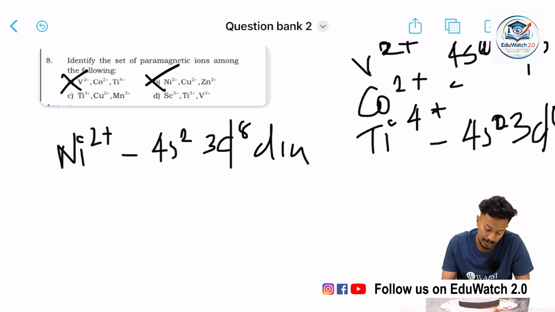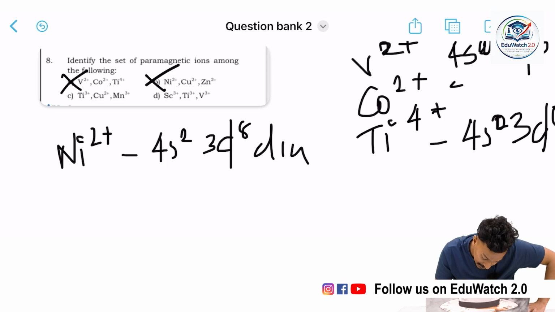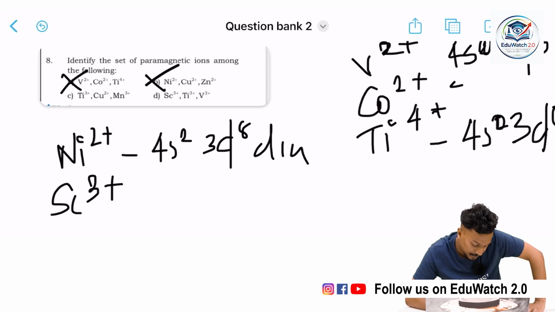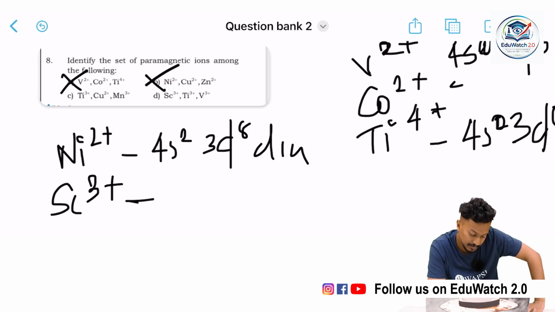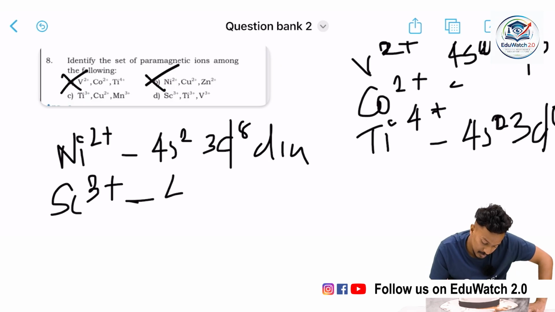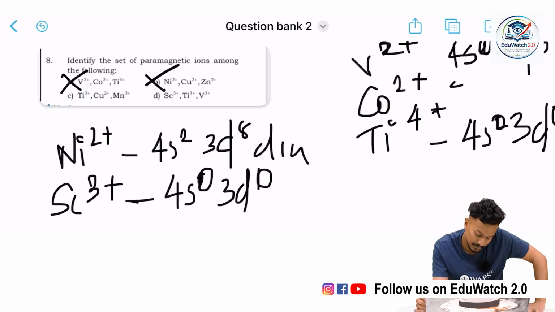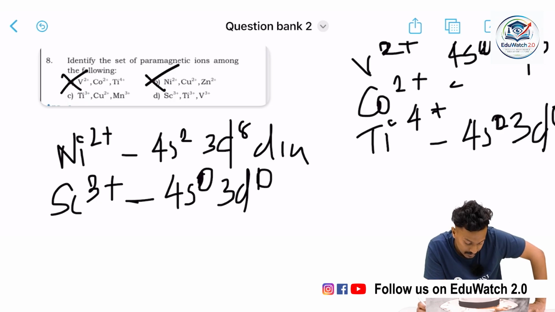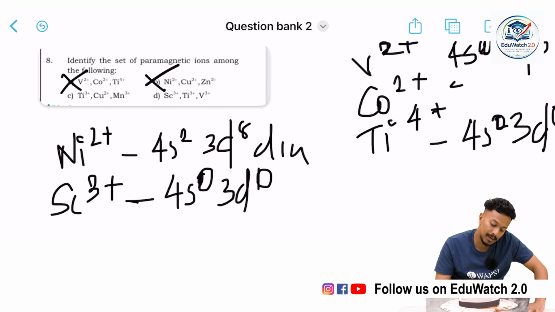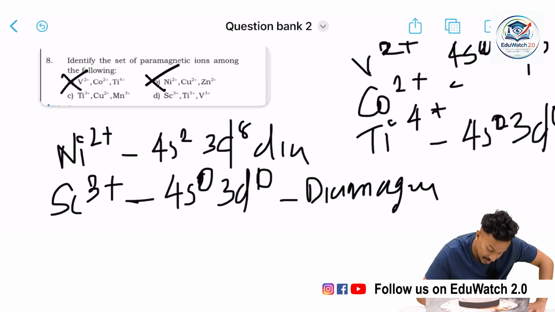We will check option D, Sc3 plus. Scandium 3 plus has 4s2 3d1, and upon removing 3 electrons we get 4s0 3d0. So Sc3 plus is diamagnetic, right? We could rule out option D.